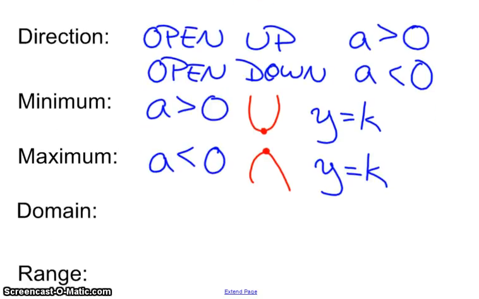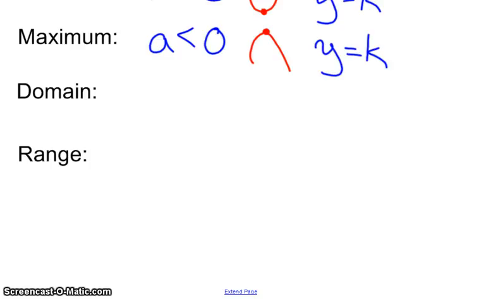Another piece we need to talk about is our domain. Whenever we're talking about domain, we're talking about the x values. What could the possible x values be in our parabola? Those x values are always going to be the set of all real numbers for the parabolas we're working with. That's what the domain will be. The range, on the other hand, is going to be slightly different. The range deals with our y values.